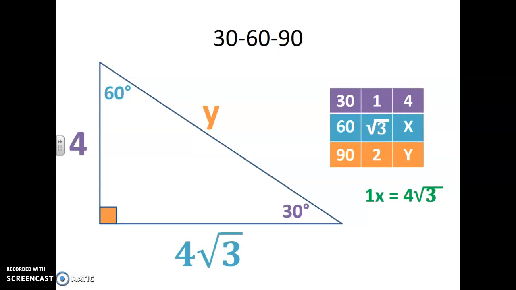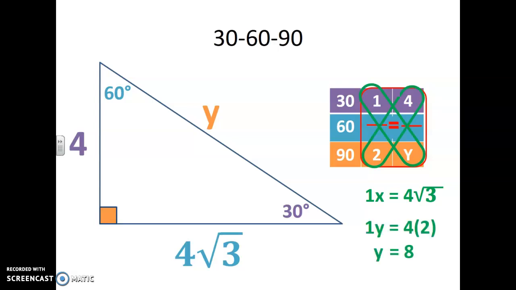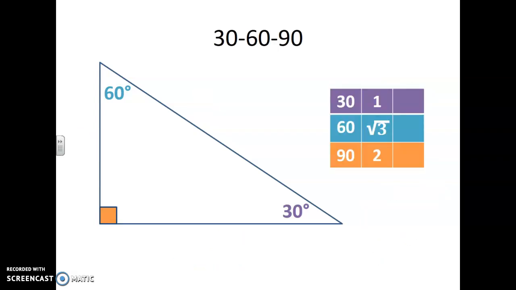Now let's set up the other proportion, and we have 1 over 2 is equal to 4 over y. You cross multiply, 1 times y is equal to 4 times 2. 4 times 2 equals 8, so y is equal to 8. Okay, let's try that again with different numbers.